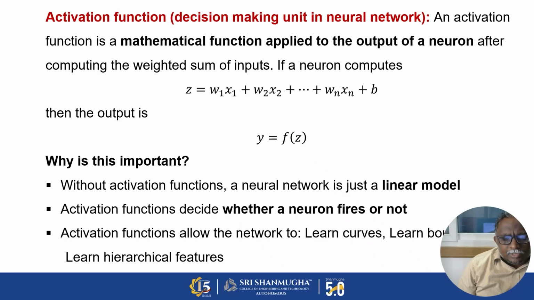Basically, if you look at a neuron in a hidden layer, it gets the input from the input layer, all of it gets summed over there, and then it is activated by a mathematical function. If you don't have any activation function, that neural network is going to be just like a linear model. Because of the activation function, the neural network will learn the curves, boundaries, and other features in the sample.